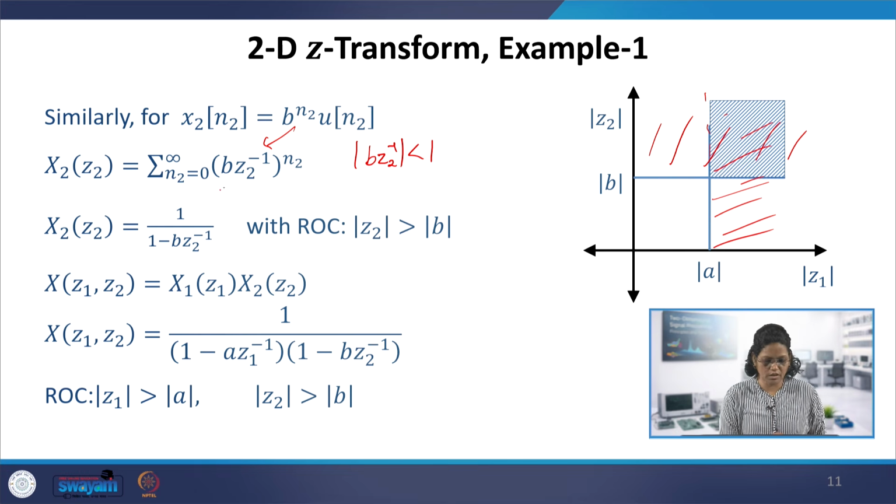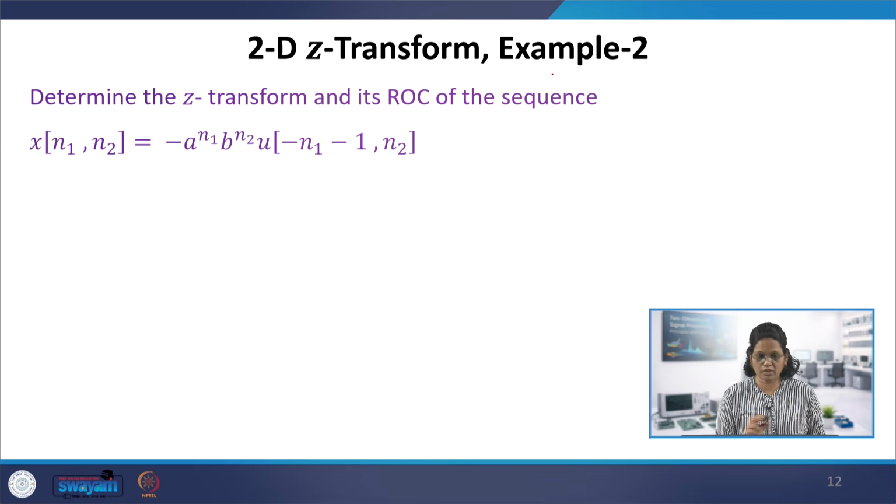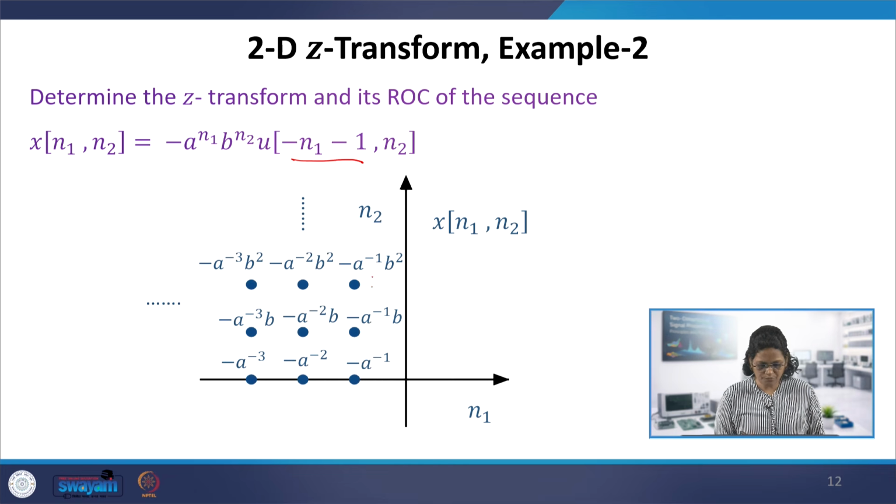So we have done this with the summation, within one summation. Now we are showing the same thing with the separability concept. So here is the ROC. Now we take the second example, which we had done in the previous lecture: x of n1 comma n2 equals minus a power n1 b power n2 u of minus n1 minus 1 and n2. Is this separable or not? This sequence is separable. If we plot it, this results in a sequence where n1 varies from minus 1 to minus infinity, if you recall.